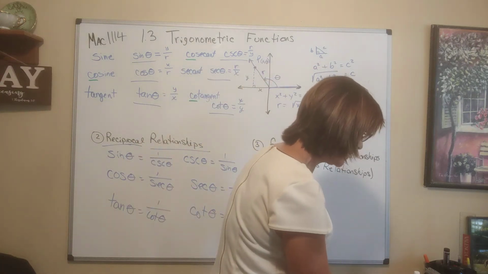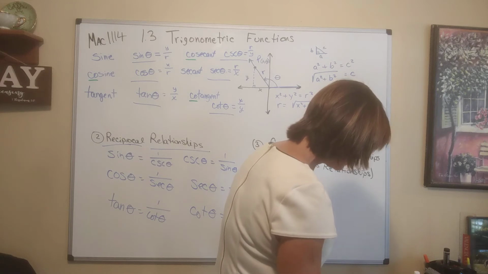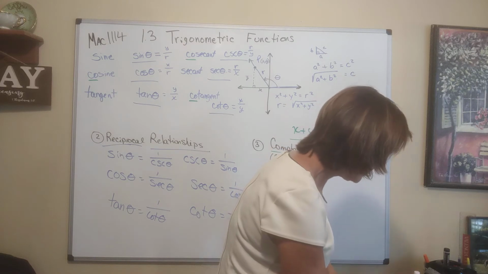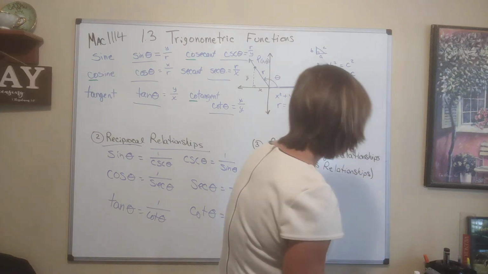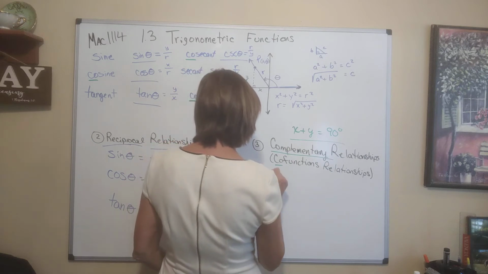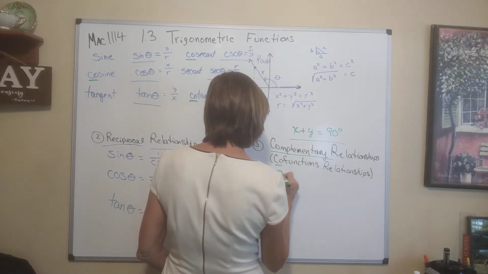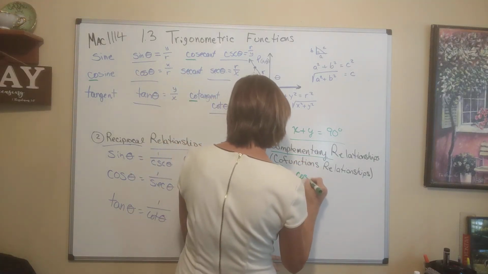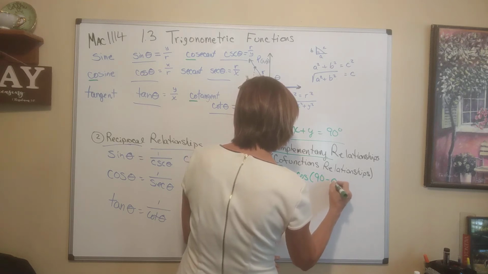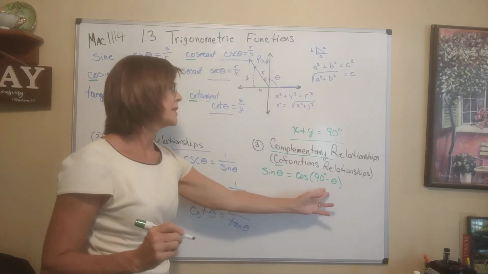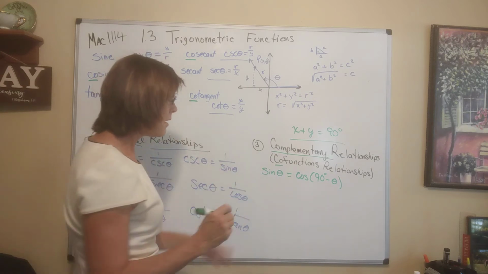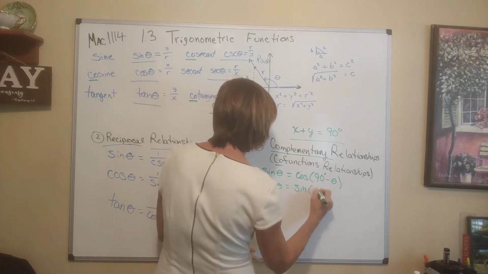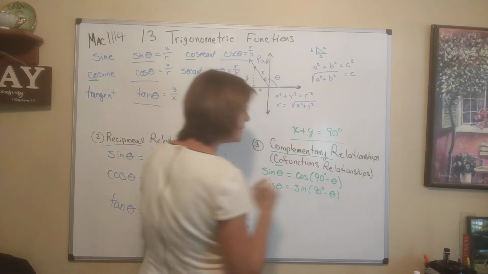This is another way we can relate these together. The cofunction identities go like this. Basically, it says that the sine of some angle theta is equal to its cofunction cosine of its complement, 90 minus theta. 90 minus that is the cofunction of that. And vice versa. So the cosine of theta is equal to the sine of 90 minus theta.